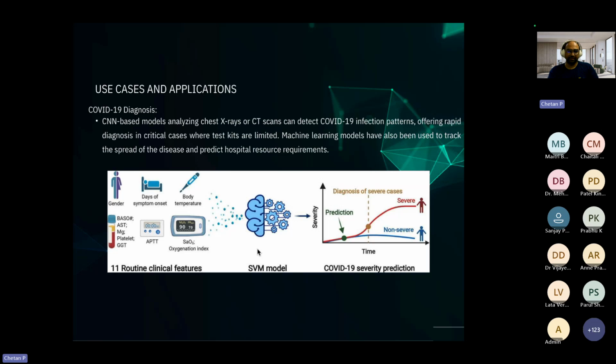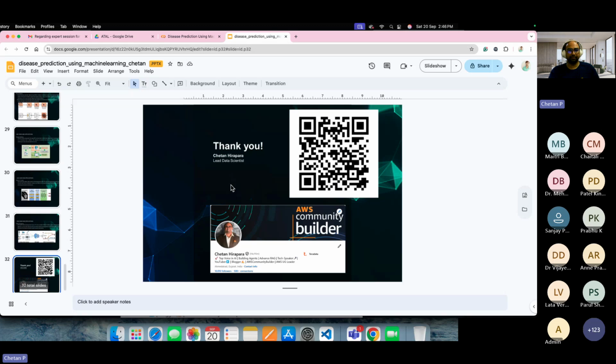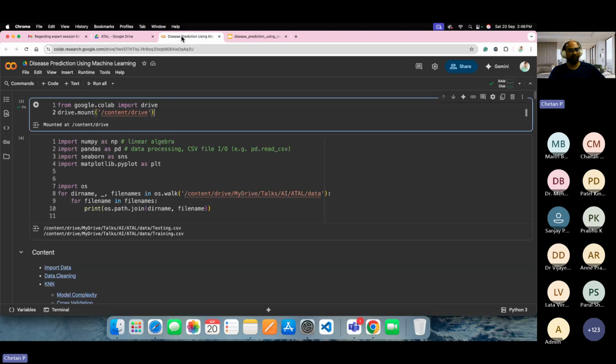SVM is a good model in such cases, just because there are so many features, and based on the SVM you can identify whether that person has COVID or not. Here you can see there are non-severe and severe cases, right? So SVM will try to create one simple plane in between these two classes, and it will give the output.